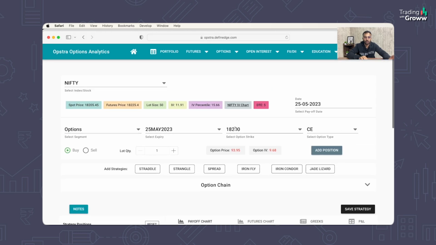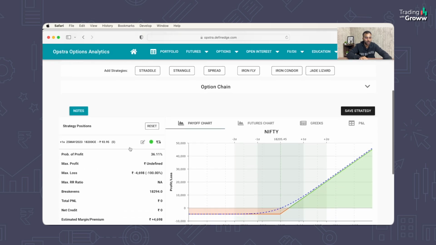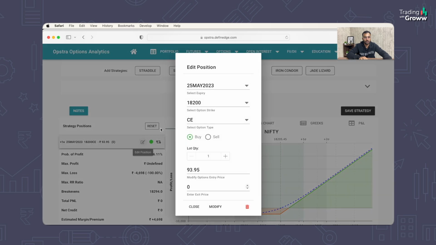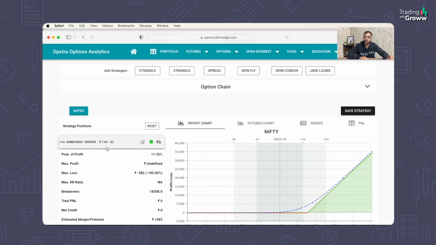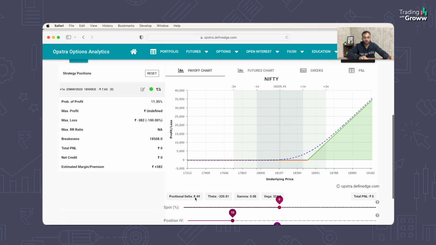Instead of the at the money option 18,200, suppose you are buying an out of the money option, which is 18,500 CE. I'm modifying it here to 18,500 CE. If we buy it, what would be the delta and the change in option premium? 18,500 CE, which is an OTM option, was trading around 7 rupees. The delta of this OTM option is just 8, which means that if there is a 100 points move, there could be a change in option premium of only 8 rupees.